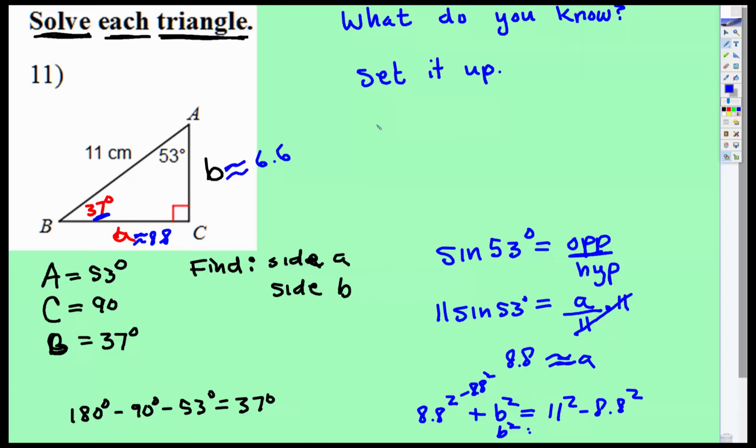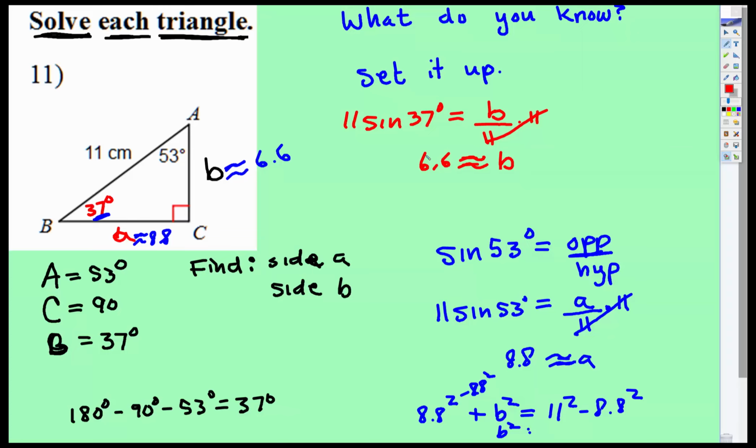The other way we can do it is use 37. So I'll do all of this in red. The sine of 37 degrees is equal to opposite, now b, over 11. Again, multiply both sides by 11. And when we type that in, 11 sine 37, it rounds to 6.6. There we have it. So either way you want to do that, that is how you solve all of the missing pieces.